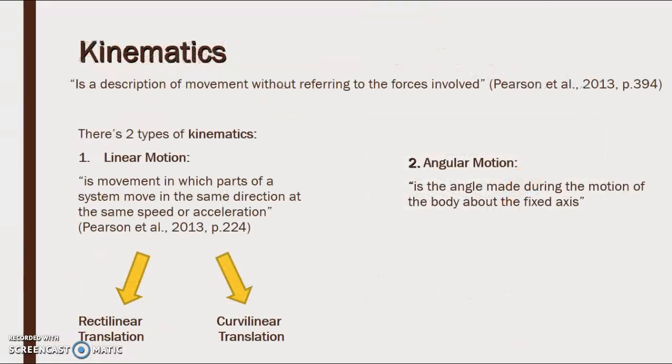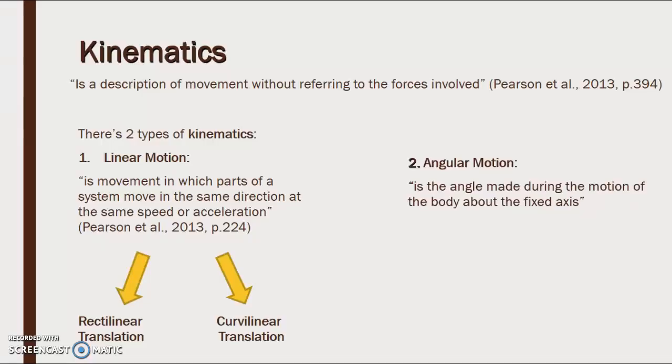So now looking at kinematics. Kinematics is a description of movement without referring to the forces involved. There are two types of kinematics, the first being linear motion. Linear motion is a movement in which parts of a system move in the same direction at the same speed or acceleration. And then it's split into two further types, which are rectilinear translation and curvilinear translation.